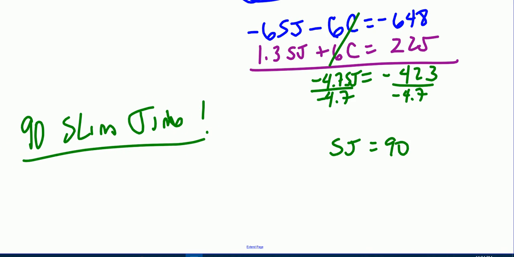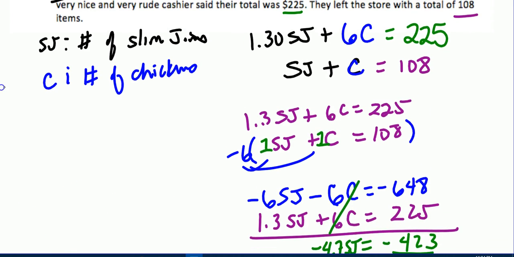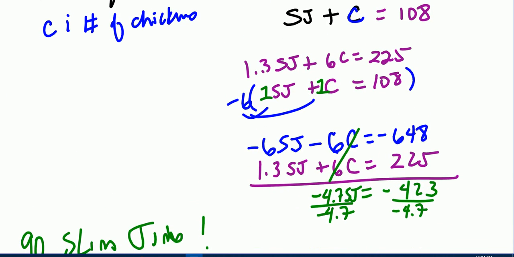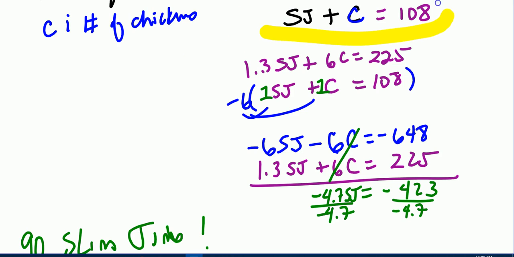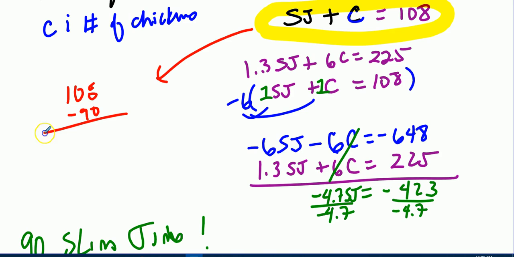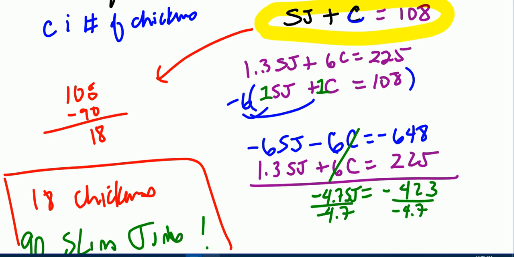That's a lot of Slim Jims. And then I still need to find the number of chickens. I know that my total, the total number of items that I left with, was 108. So if I have 90 Slim Jims, I can do 108 minus 90, and that's going to give me 18. So I left with 18 chickens. And that's not the only way I could have found 18, but that's the way I chose to do it here.